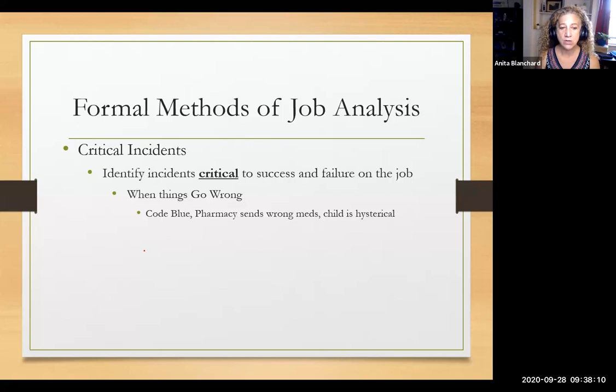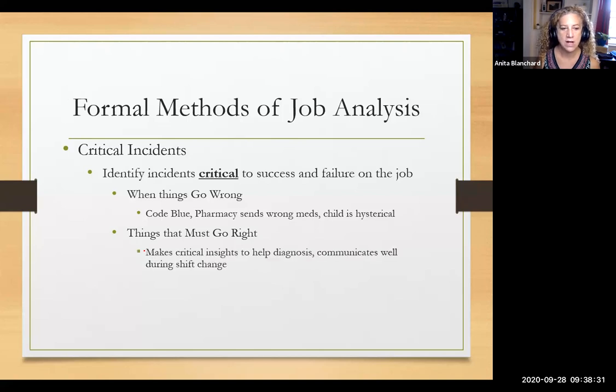And then you can see by analyzing, what does the nurse do if it's really bad? What does a bad nurse do? What does a medium nurse do? What does a good nurse do? And what things absolutely must go right.